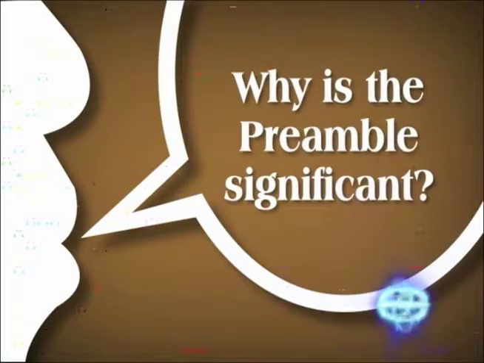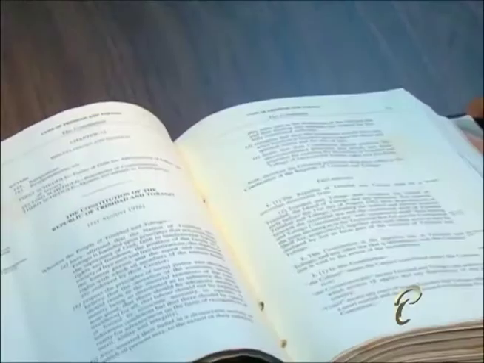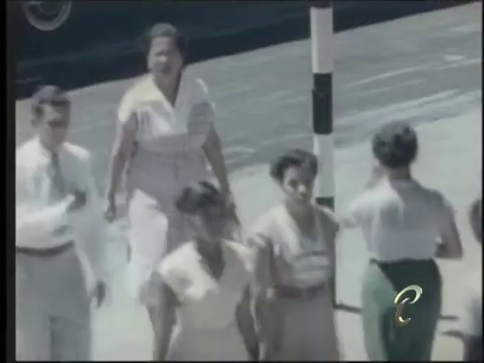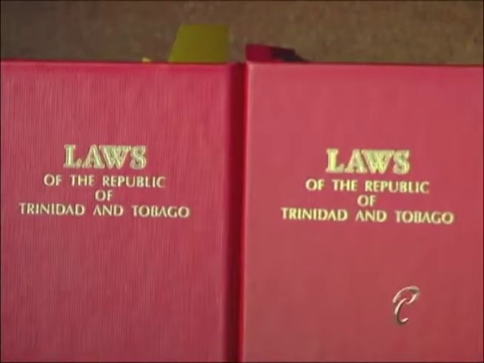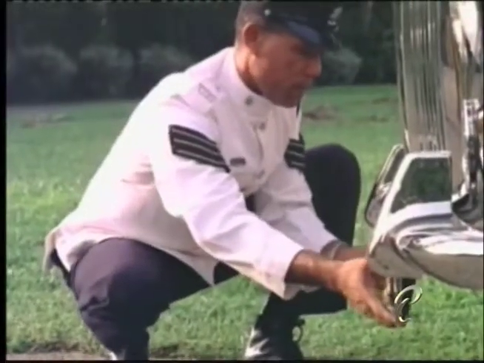Why is the preamble significant? When the first draft of the Independence Constitution was published, there were several complaints that there was no reference to the Supreme Being. To address this, a preamble was developed to outline the country's approach to social, economic, and other issues. The preamble remained the same when we became a republic in 1976.